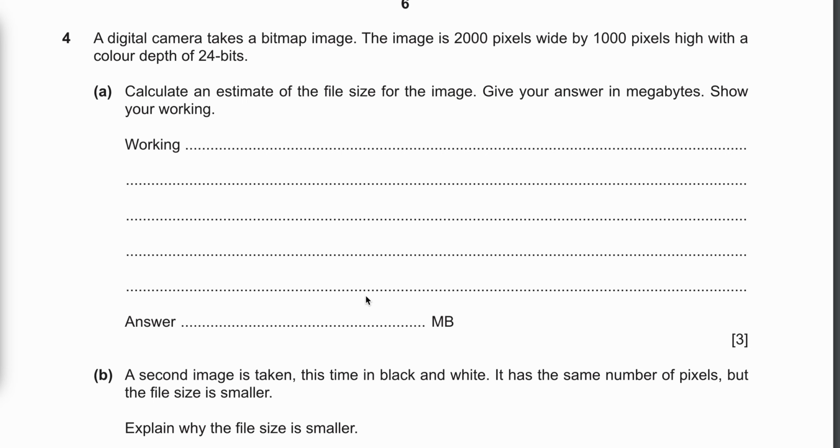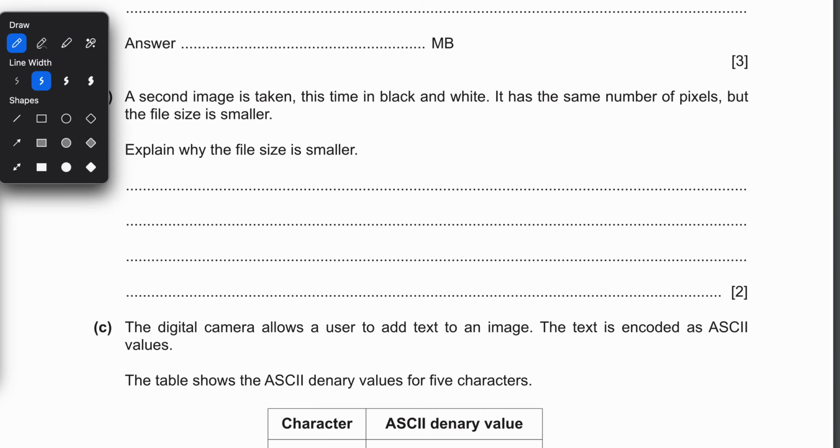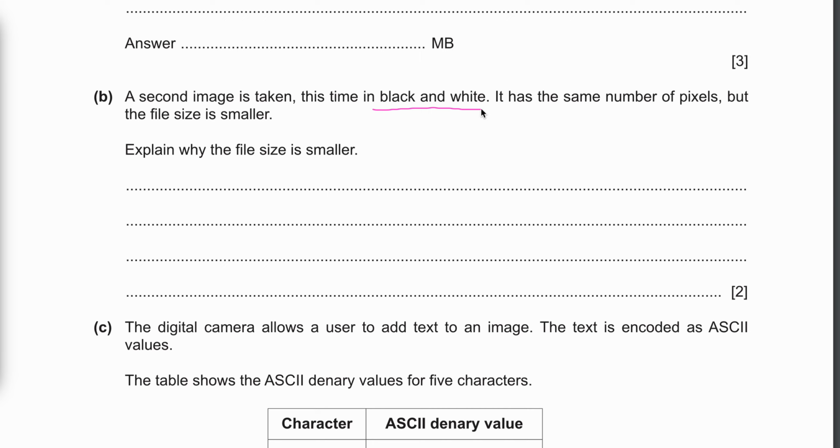Then the next thing that we have is a second image, I meant to say, that is taken, this time in black and white. So we just used the color depth. The color depth is now 2 colors. 2 colors means I need only 1 bit. I only need 1 bit to store two colors, either a 1 or a 0 here. So a 1 might be for black, a 0 for white. So we are now using 1 bit.